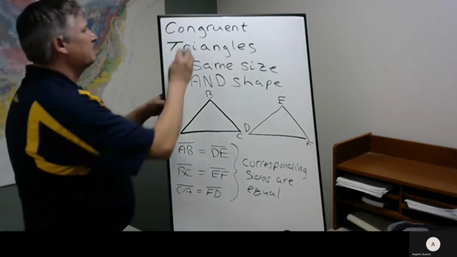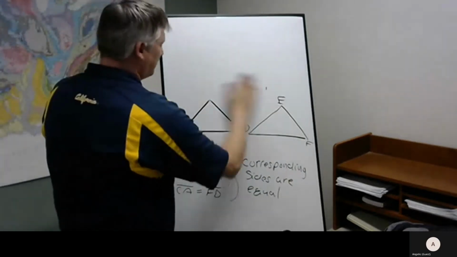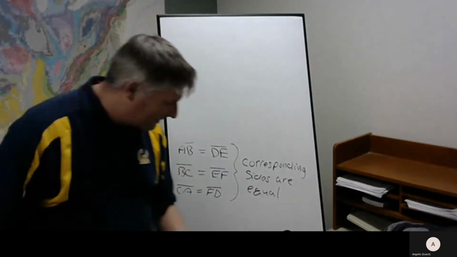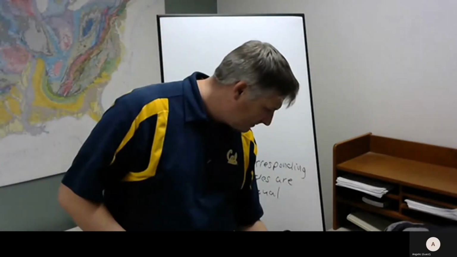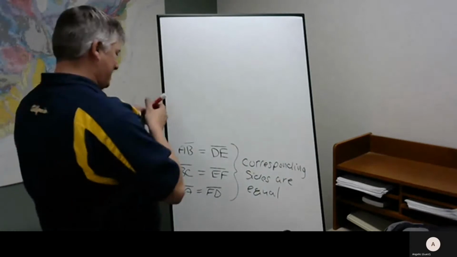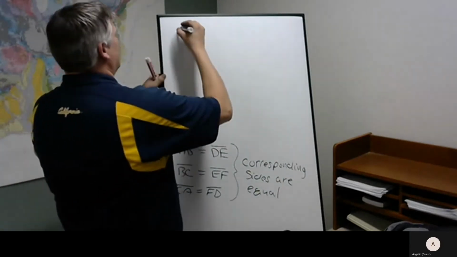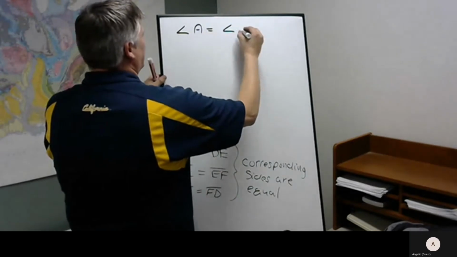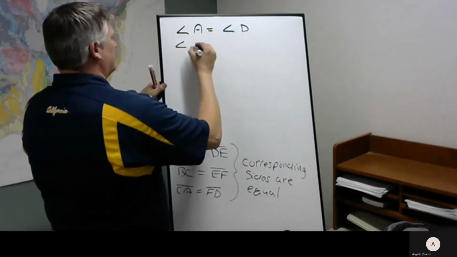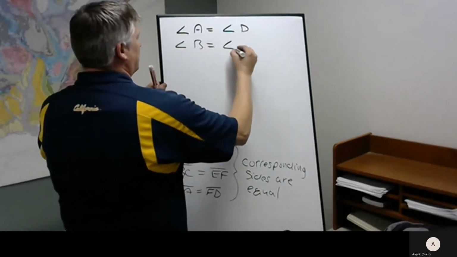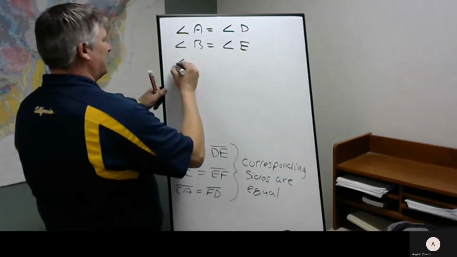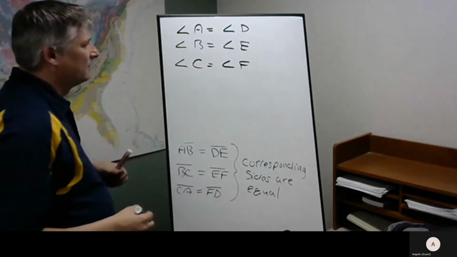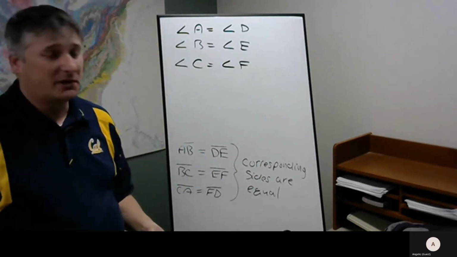Now, here's a property. I want to have a warning on this property. Let me see. Well, I'm not going to put a warning, but also angle A equals angle D. Angle B equals angle E. Angle C equals angle F. The corresponding angles are equal.